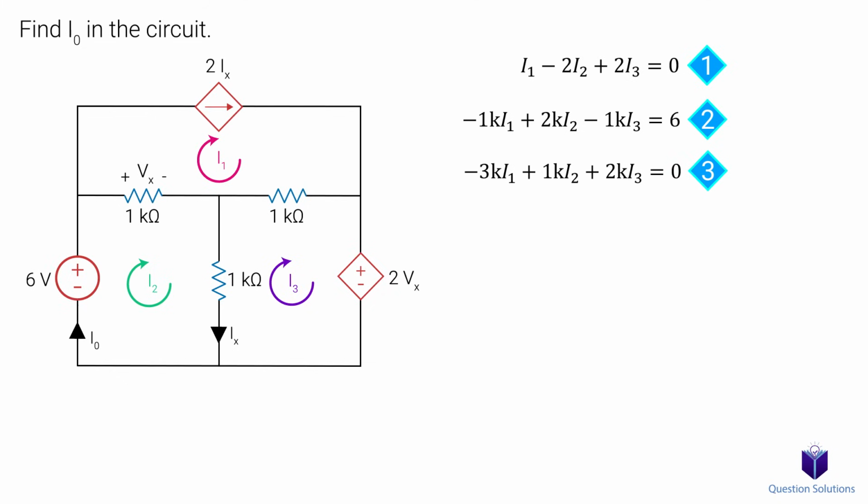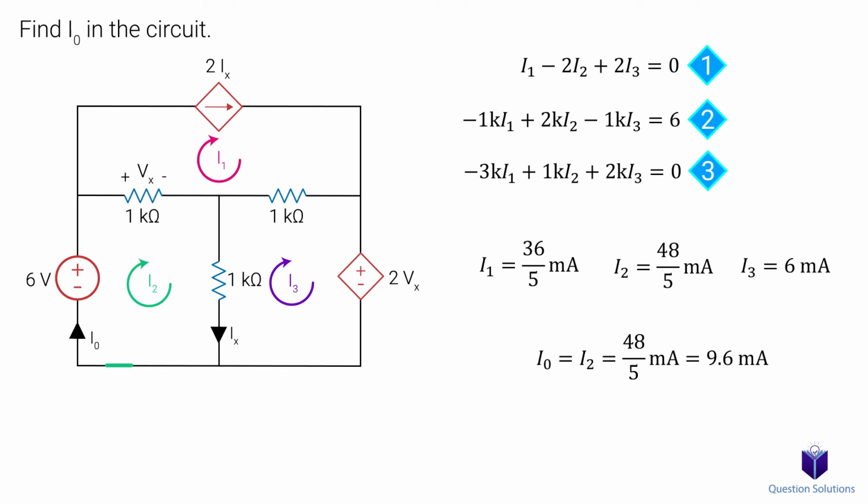Now we can solve them. If you want to see how these equations were solved, please check the description. We got positive values, so that means our assumptions were right. And the answer to our question is actually already solved. I0 is the same as I2 since it's the same branch current.